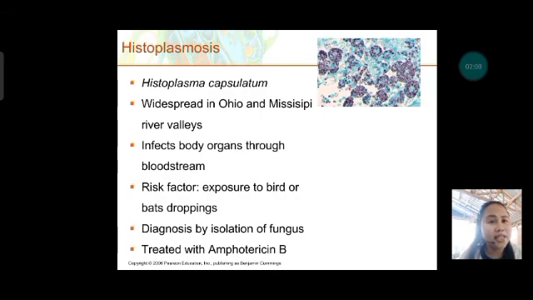The next fungal disease is histoplasmosis, which is caused by Histoplasma capsulatum, widespread in the Ohio and Mississippi river valleys, that infects body organs through the bloodstream. The risk factor is exposure to bird or bat droppings. The diagnosis is through isolation of the fungus, and it is treated with amphotericin B.